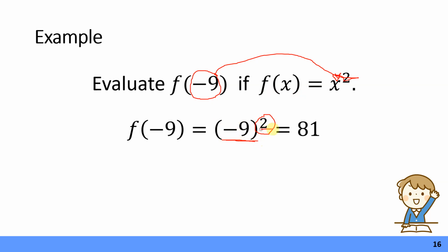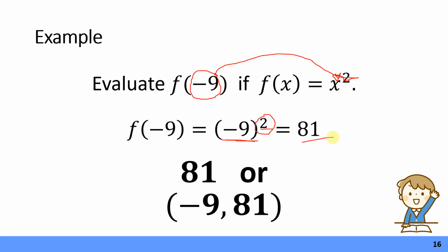So -9 squared, we know it's -9 times -9, so my answer is 81. Now, there's two ways to write your answer, and I want you to write both ways on your note packet because it depends on how I ask you for the answer. You could simply put 81, right, because that's the answer, but I want you guys to get used to this.